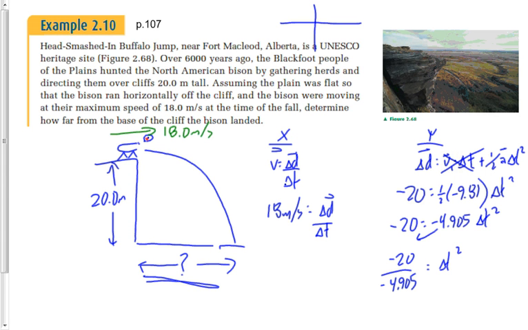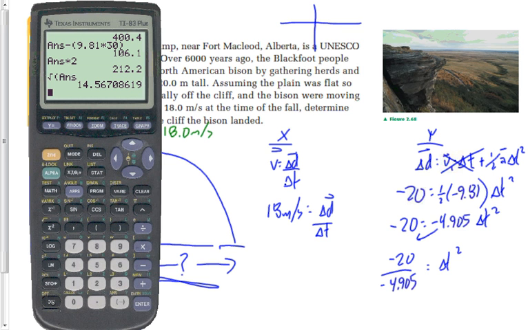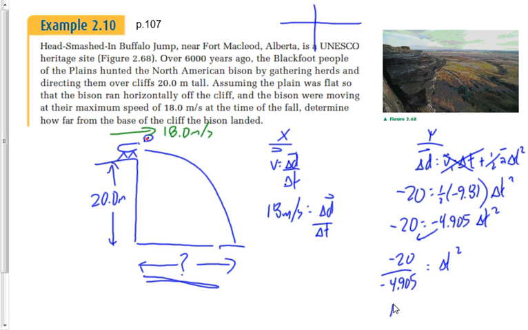And then what do we do to get t? Square root that, right? Let's do that on our calculator together here just to make sure that we can all get the same answer. We're going to say negative 20. Let's turn it on first. Let's say negative 20 divided by negative 4.905. Let's square root that. 2.0193. We're not done, but we're close.